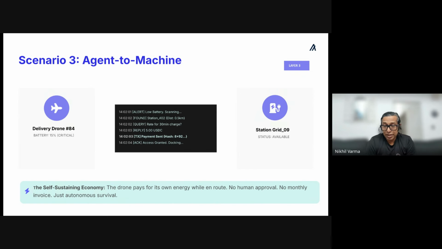Now, over here is a scenario where you have a delivery drone, which is very much going to be a reality. In fact, transportation drones are also being discussed at this point in time. This delivery drone is losing battery, goes to a charging station, and autonomously finds the cheapest, or the most optimal, charging station to go to, and it charges and pays for its own charging. This requires no human approval. There are no monthly invoices, and there is just autonomous survival. So essentially, this system is self-running.